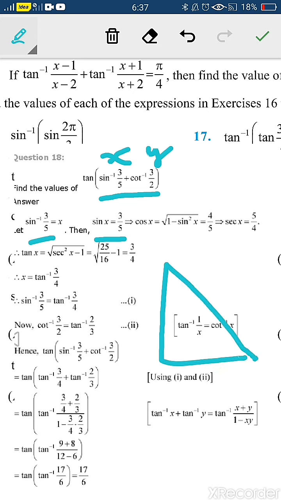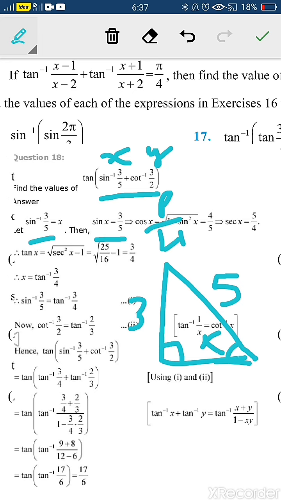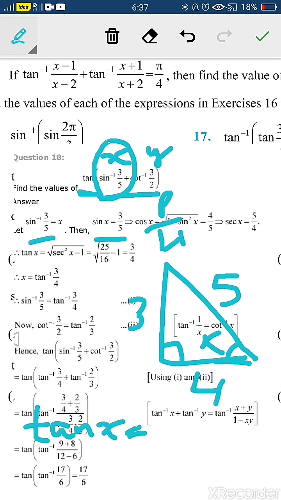Now let us see this. This is our 90-degree angle. Sine of any angle is perpendicular upon hypotenuse, right? So what is the perpendicular here? Let us say this angle is x. Perpendicular is 3 and hypotenuse is 5. Right? So after applying the Pythagoras theorem, you will get base as 4. Right? We want this term in terms of tan because outside there is tan. So what is tan x now? Tan x is equal to perpendicular upon base, so it becomes 3 by 4.